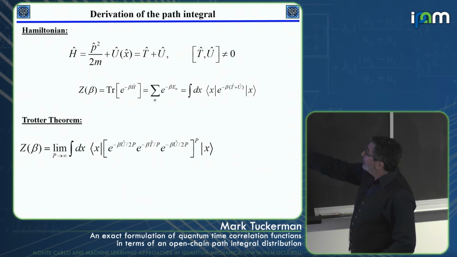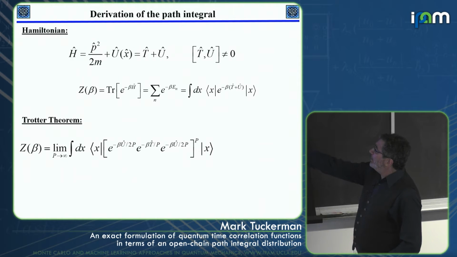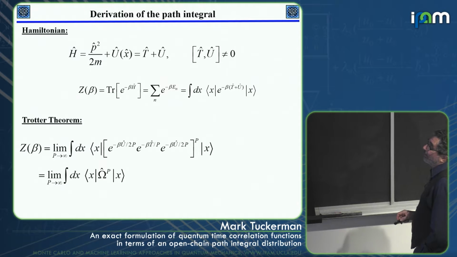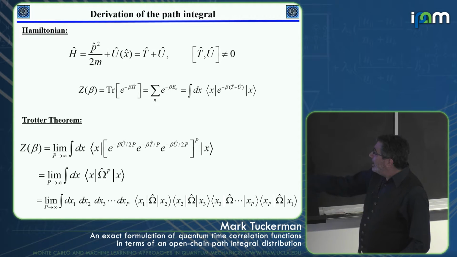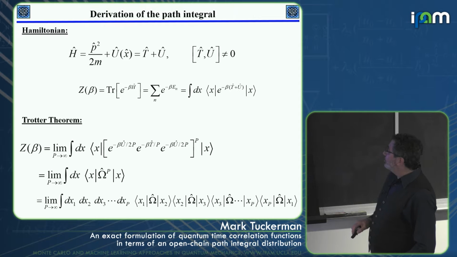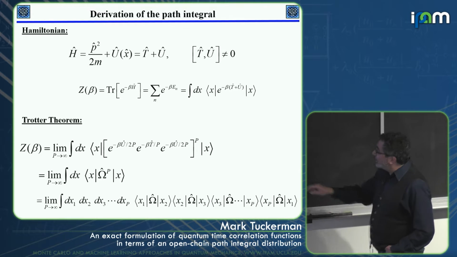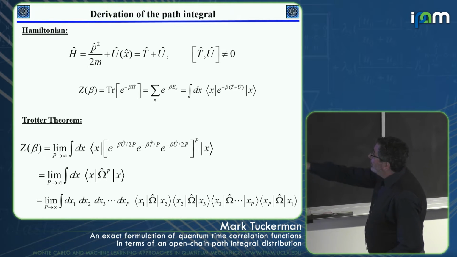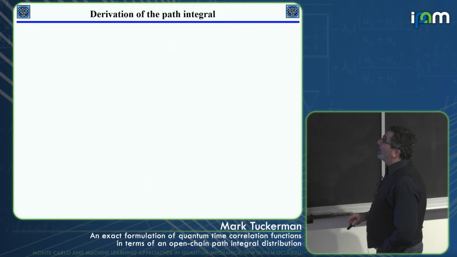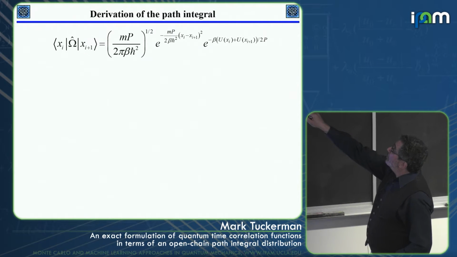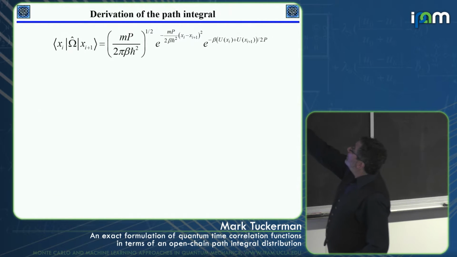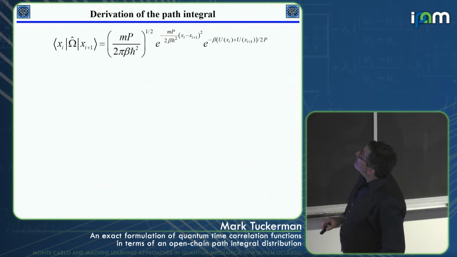You have P factors. You divide beta by 2P. And in the limit that P goes to infinity, this becomes an exact factorization. All right. And between all the factors of omega, you just insert this resolution of the identity in the coordinate basis. Each of these matrix elements of this operator here, which is this decomposition in the brackets, you can evaluate analytically. It looks like this. So that's your kinetic energy term. This is what happens to the potential energy.